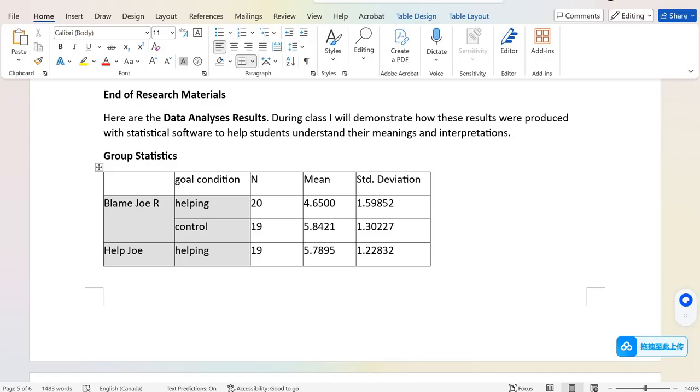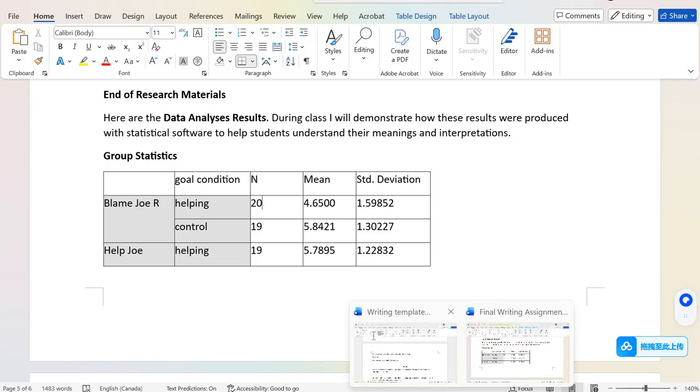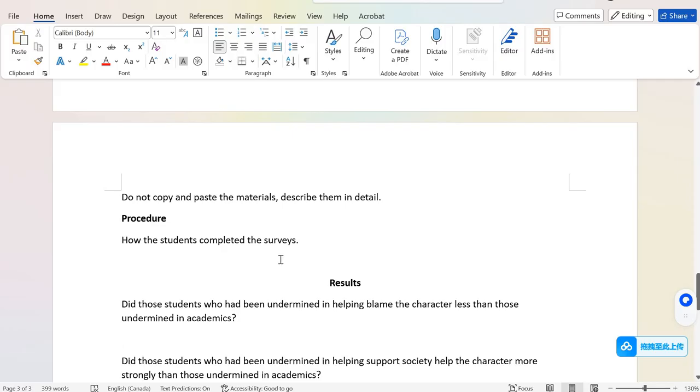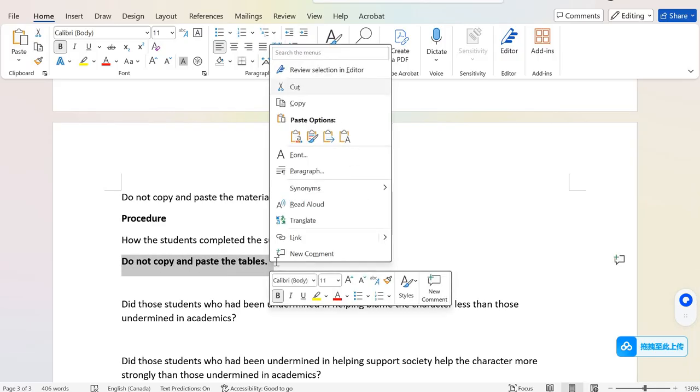It's just write a narrative. Don't copy and paste the table. Do not. Oh no, that's the wrong place. That's not in this place.